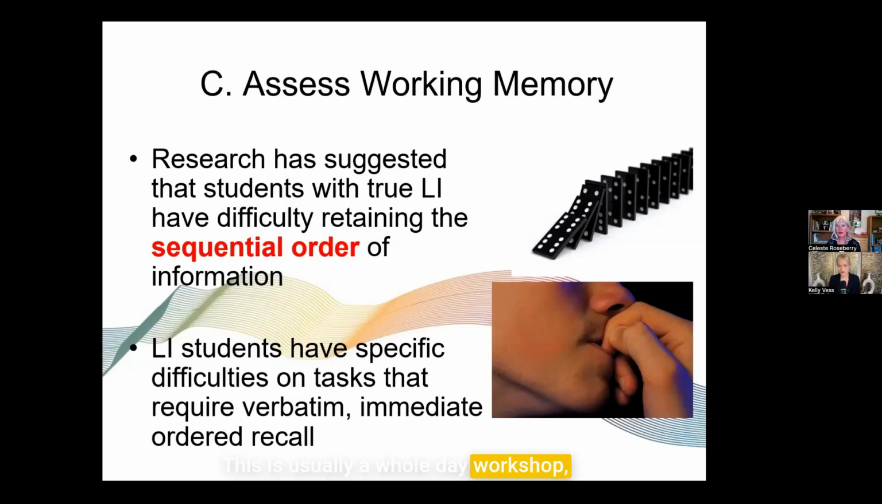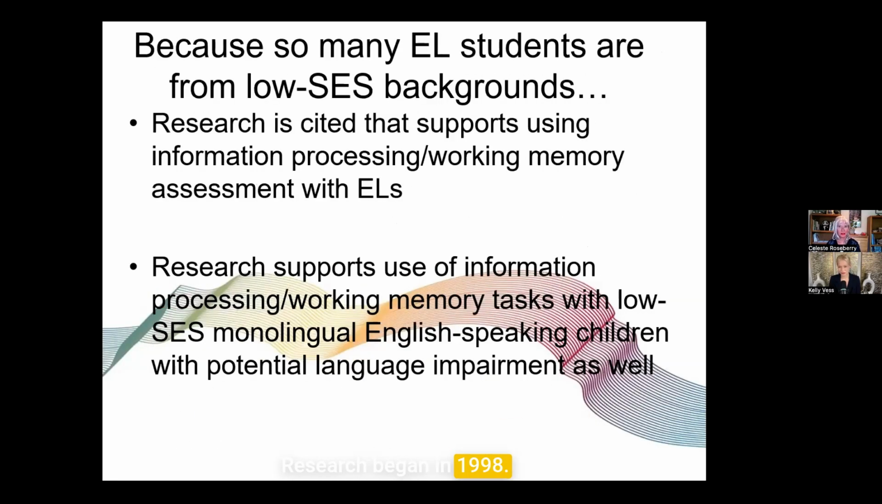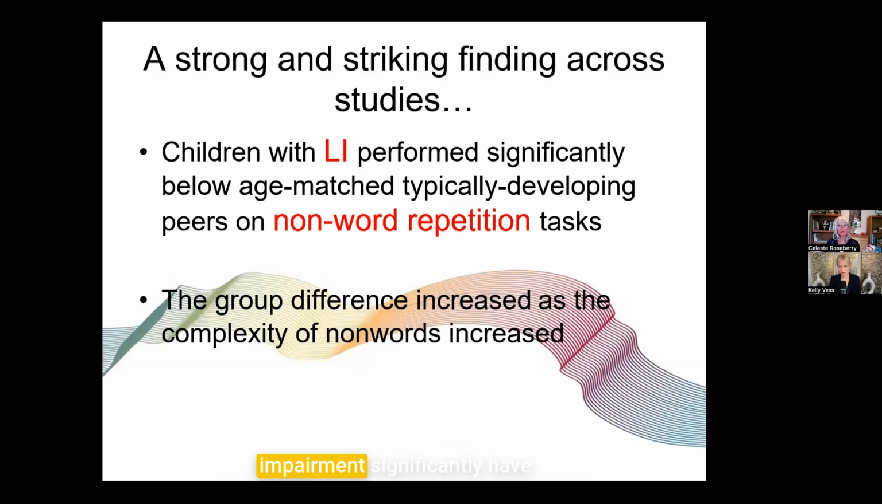This is usually a whole day workshop, but we're diving right into the meat. The biggest thing we need to do is assess working memory. Research began in 1998. They found that kids with language impairment significantly have difficulty on non-word repetition tasks. My YouTube channel, Celeste Roseberry, if you type in that, it'll have it. So it would be things like, I want you to say ga, mi, fa, da, and then have them repeat back. And it's pretty crazy because I've had kids from ages 4 through 16 do this, and they all fall off a cliff after 3 digits or non-words.